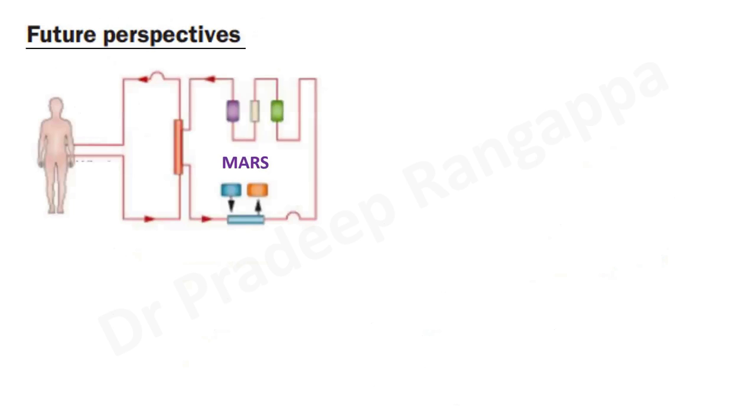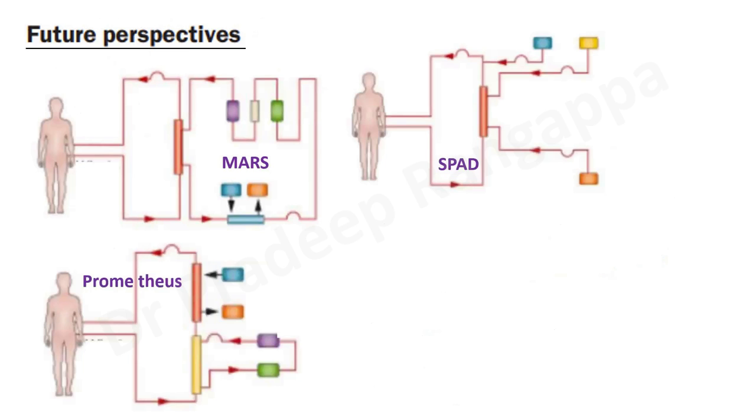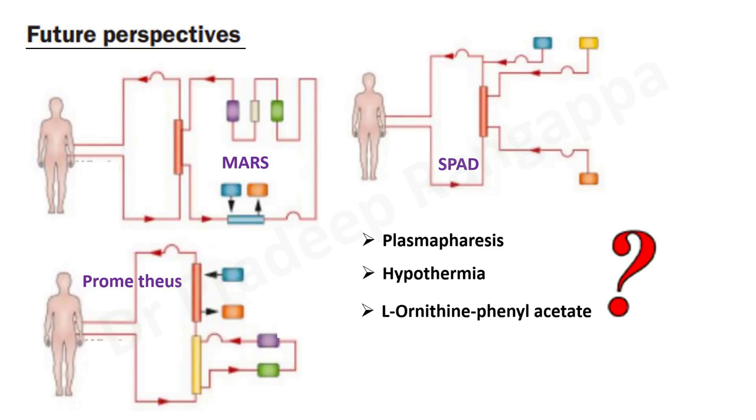So what are the future perspectives? We have a lot of these artificial liver support devices like MARS, which is molecular adsorbent recirculation system, and we have the Prometheus system or single pass albumin dialysis. These are some of the liver support systems that are available, like how we use dialysis to support the kidney. These are the liver support assist devices. But there is no robust data, because these are only bridges for the transplant, and the liver cannot be maintained long term on any of these support devices.